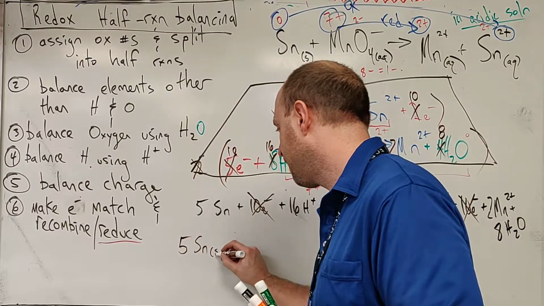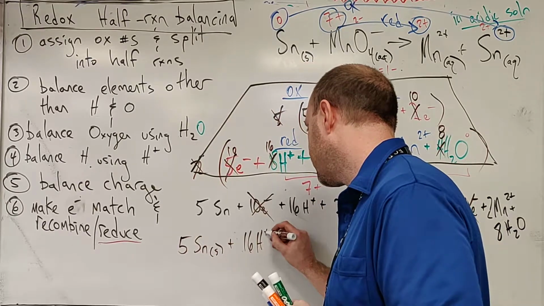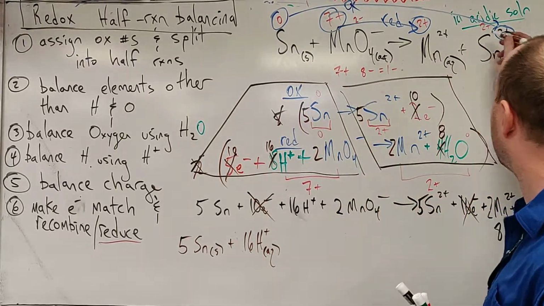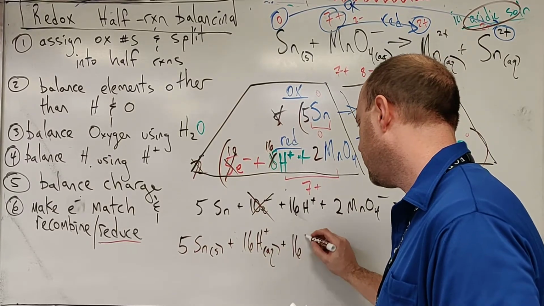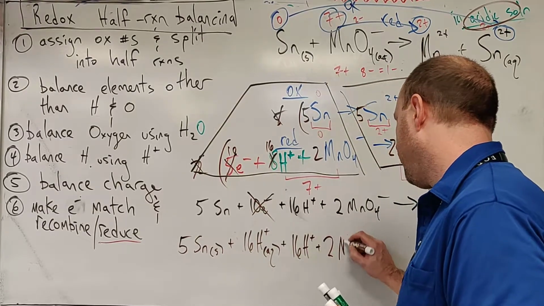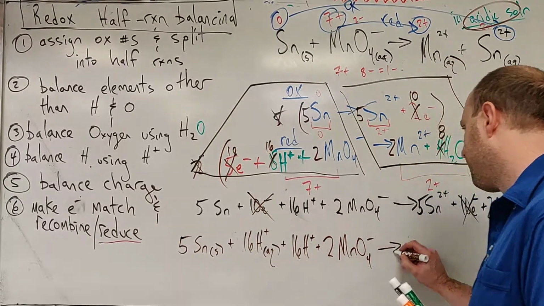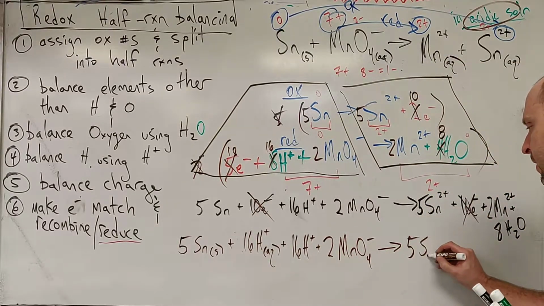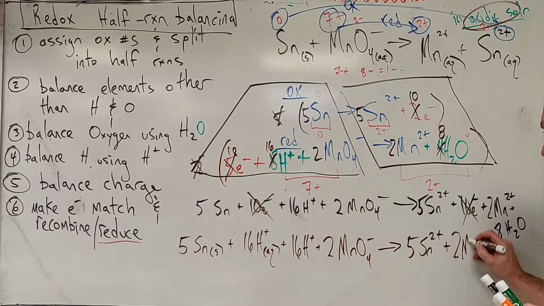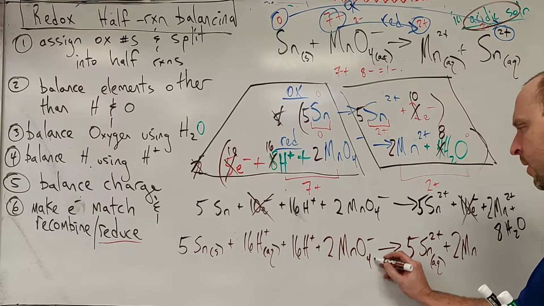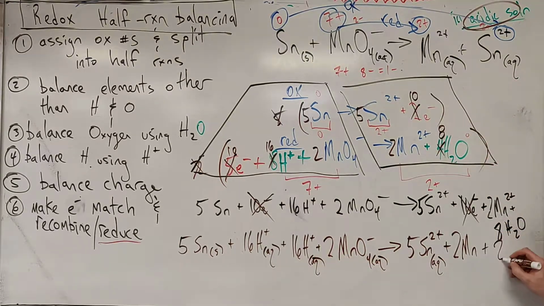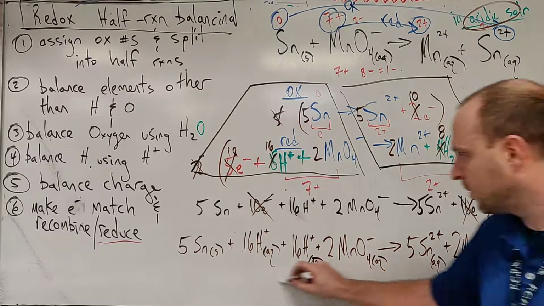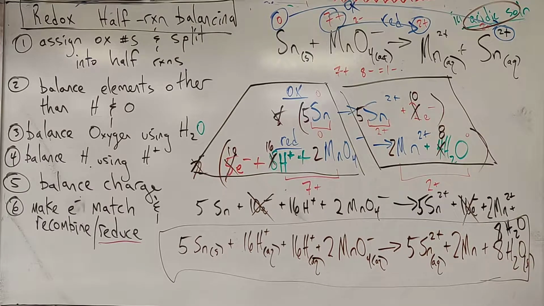We've got 5 tin and 16 hydrogen ions. And again, those hydrogen ions are coming from our acidic solution. It has a surplus of hydrogen ions floating around, 16 hydrogen ions, 2 permanganate ions, and we've got 5 tins, 2 manganese. This is aqueous, by the way. Aqueous. And 8 waters. And the water will be a liquid, and that's how we're using it. So there is our answer for that one.